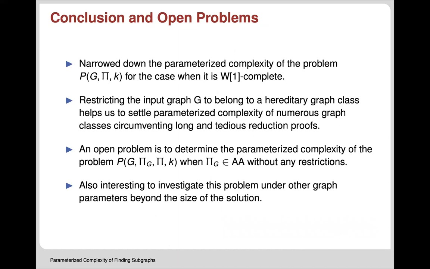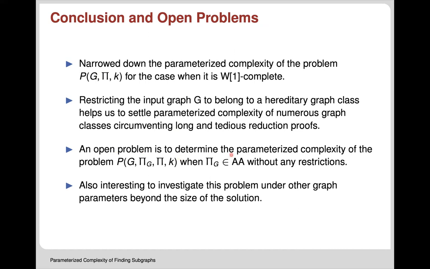So what we did was we basically took the general problem, which was W[1]-complete, and then we narrowed down the parameterized complexity. The results which we give also give, as a corollary, many well-known graph classes for which the problems get settled. So we think that the results are interesting. And still, obviously, there's an open problem.